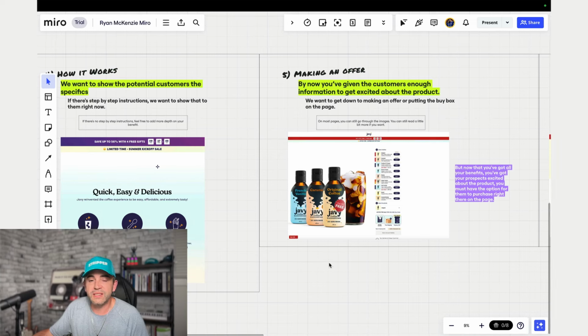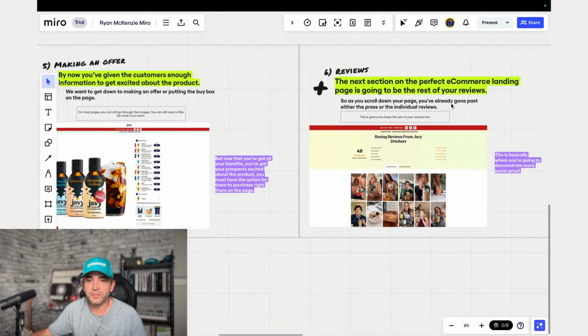One problem I see a lot of people make is they either send somebody to a completely different page, which actually sometimes does win, so make sure you test this. But a lot of brands now are moving towards embedding the buy box in the landing page so the person doesn't need to click a bunch of times to get to the checkout. Reduce friction, increase conversion rate.